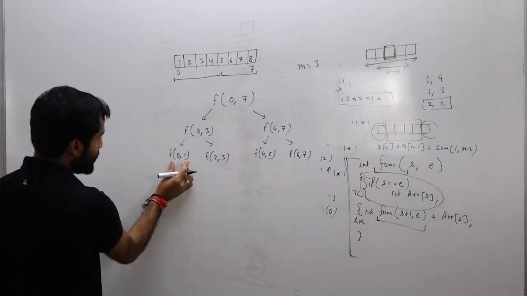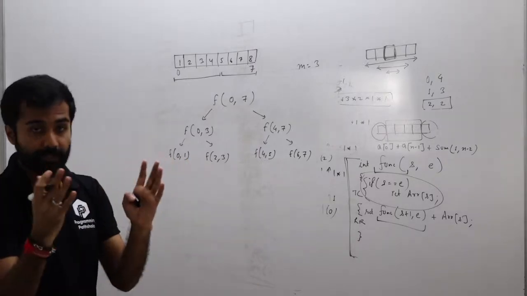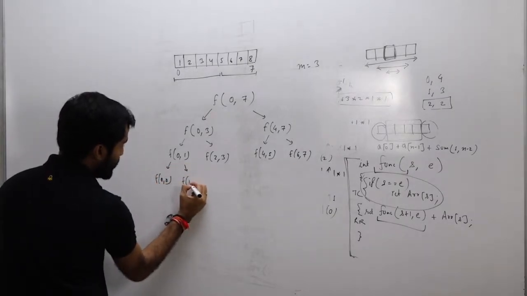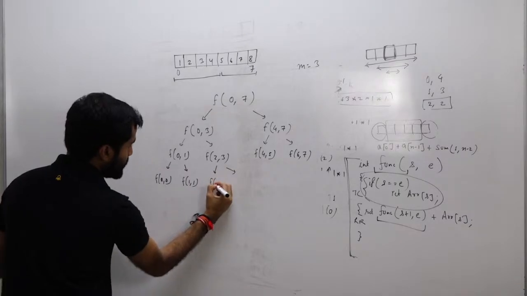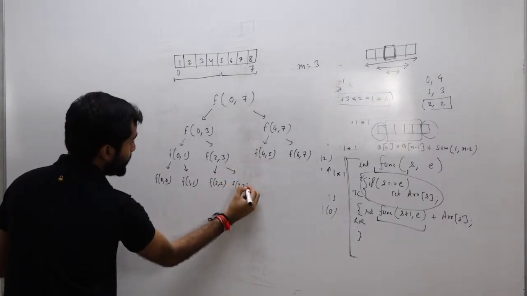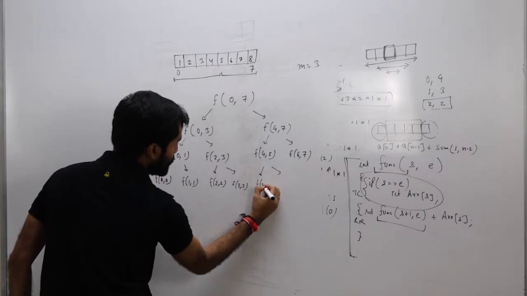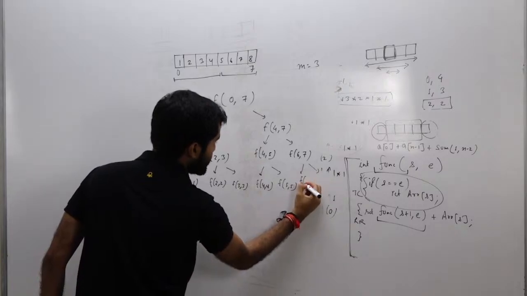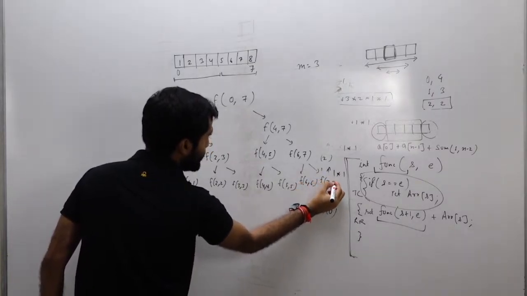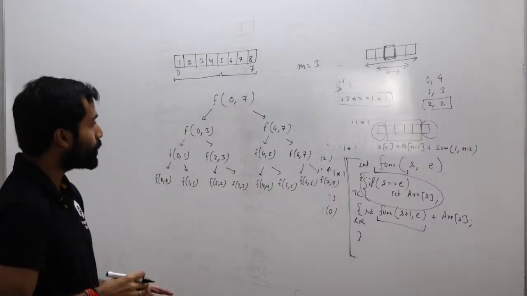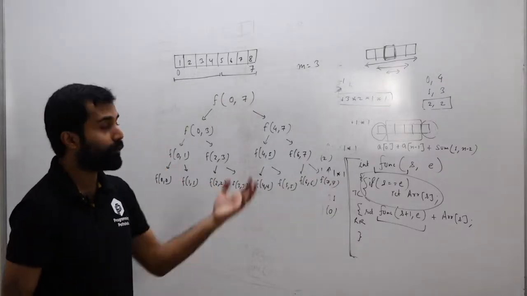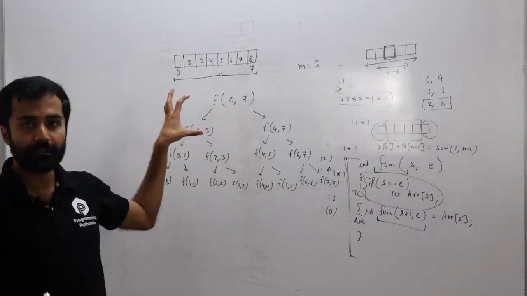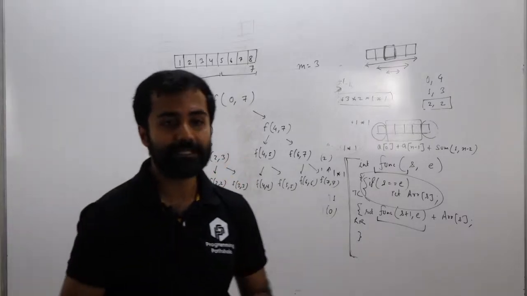And repeat it again. Here the midpoint happens to be 0 plus 1 by 2, which is 0. So the first call will be from 0 to 0. The second call will be from 1 to 1. Here 2 to 2, 3 to 3, 4 to 4, 5 to 5. Similarly here it will be 6 to 6 and 7 to 7. This is the control flow of recursion for the code that we wrote. Is it making sense? How many of you are able to make sense out of this diagram that I have drawn?